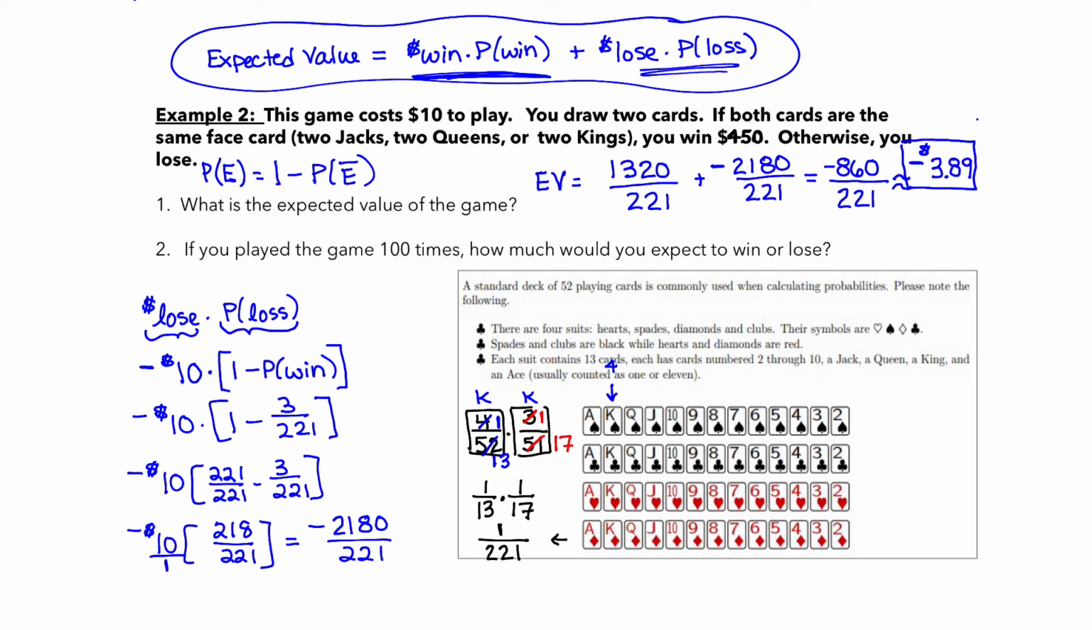We finish by doing part 2, which is, if we played this game 100 times, what would you expect to win or lose? Well, to calculate that amount, we simply take the 100 times we're playing the game, and we multiply it by our expected loss, which is negative 3.89. Doing so gives us an expected total loss of $389. Wow. That was a lot of thinking.